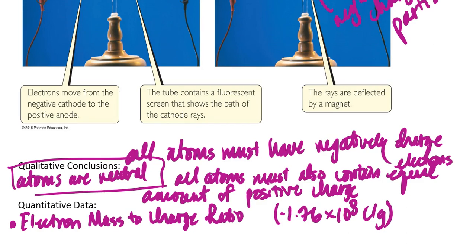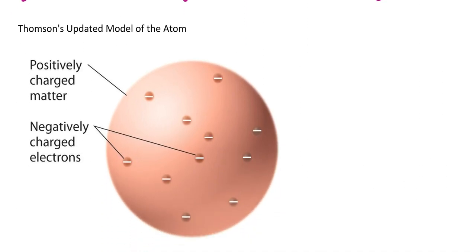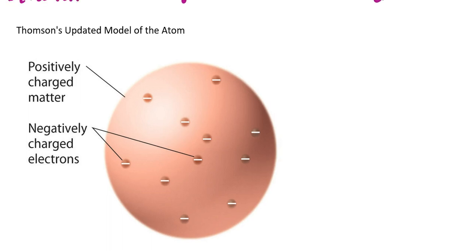Now, in addition, Thomson then conceived of an update to Dalton's picture of the atom. He figured, well, if there are positive and negative charges contained within the atom, the simplest model that he could reason out was that there must be these negative particles, these negative electrons, randomly dispersed within a sea of positively charged matter, which he considered to be the rest of the atom.